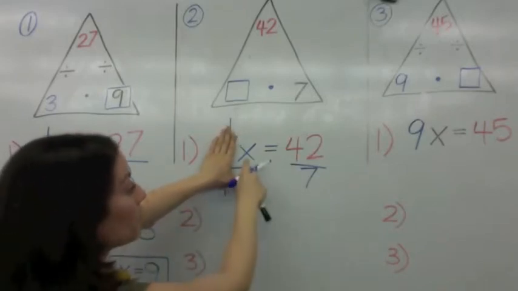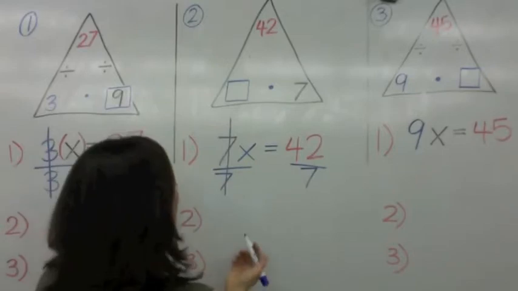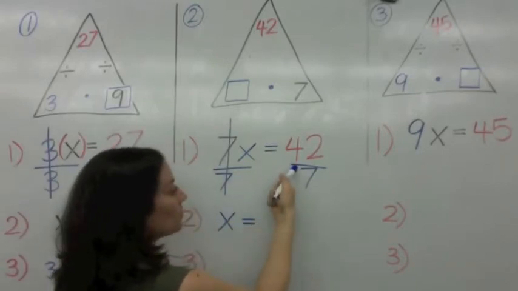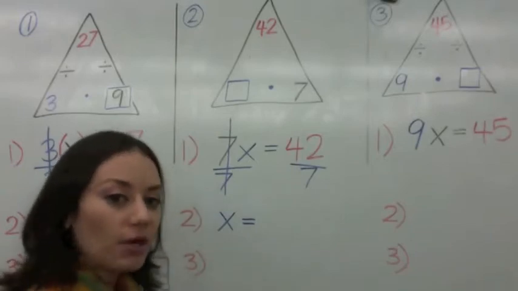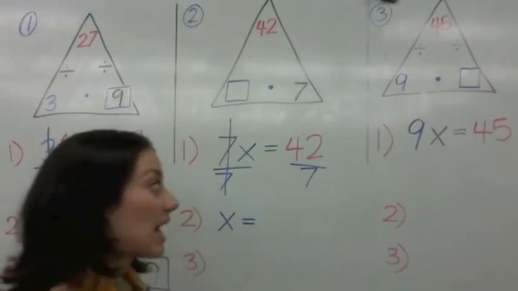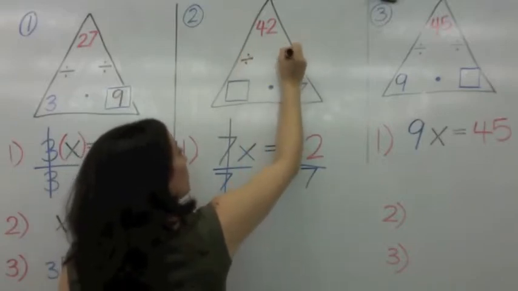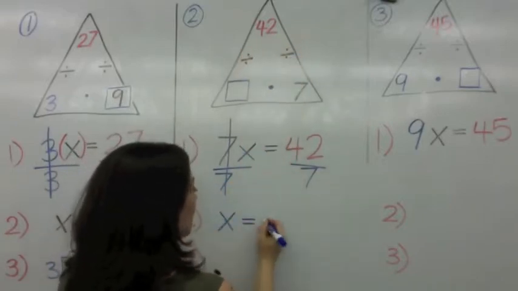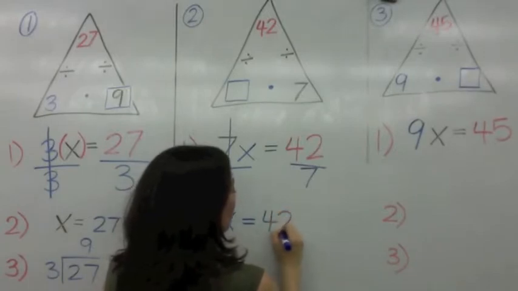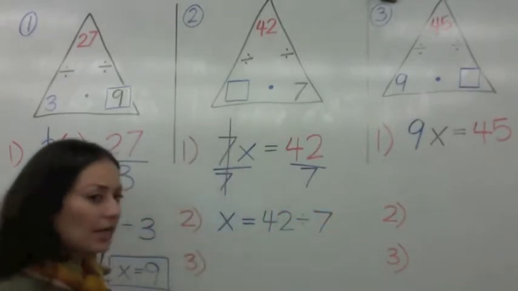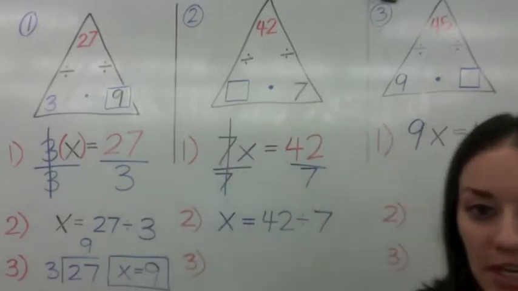So what are you left with here? What's left? An x, right? So now x will equal 42 divided by 7. Okay, 42 divided by 7. Let's write that using this symbol here, which is the symbol that we're used to. All right, so we're going to say, okay, 42 divided by 7. Now, do we know what 42 divided by 7 is?